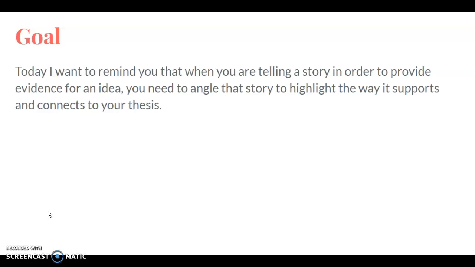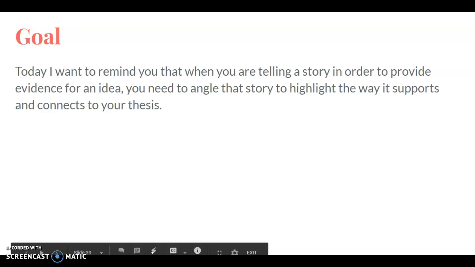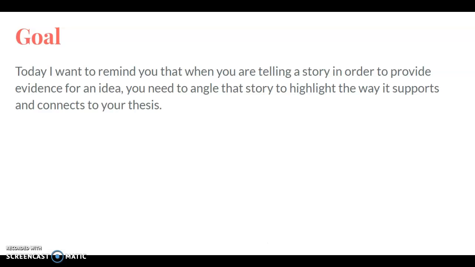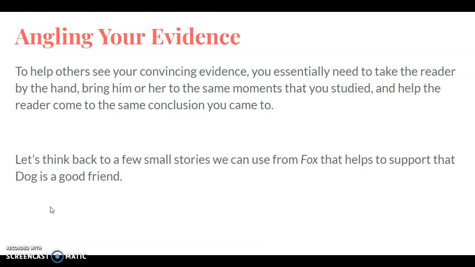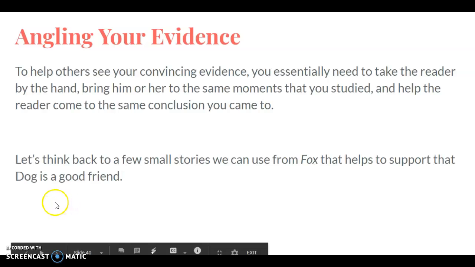Today our goal is to remind you that when you are telling a story, in order to provide evidence for an idea, you need to angle that story to highlight the way it supports and connects to your thesis. What do we mean by angling your evidence? Well, to help others see your convincing evidence, you essentially need to take the reader by the hand, bring him or her to the same moments that you studied, and help the reader come to the same conclusion you came to. We'll practice this by thinking back to a few small stories that we can use from Fox that help to support that Dog is a good friend.